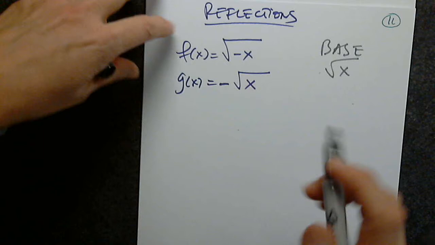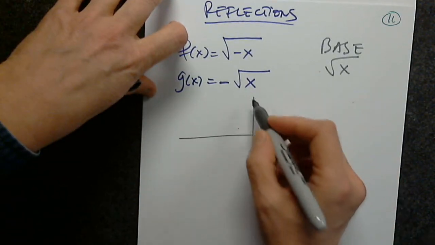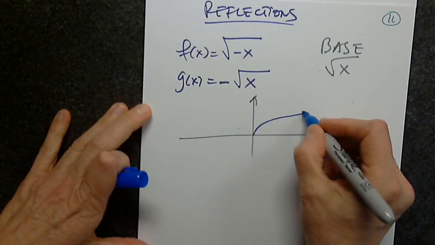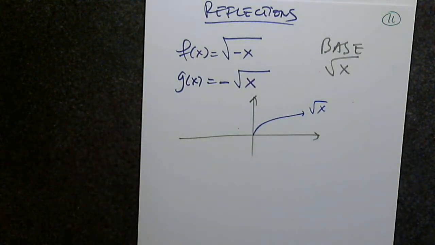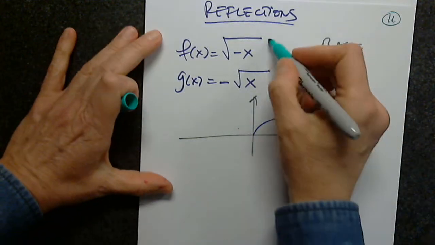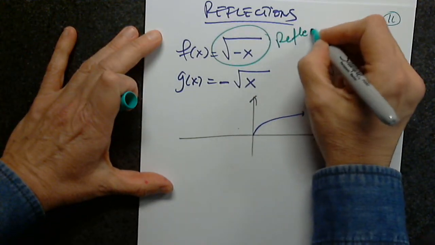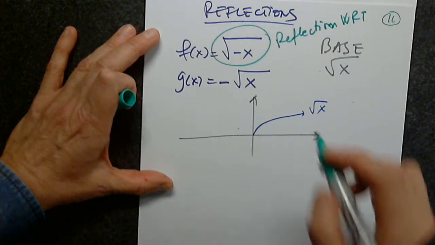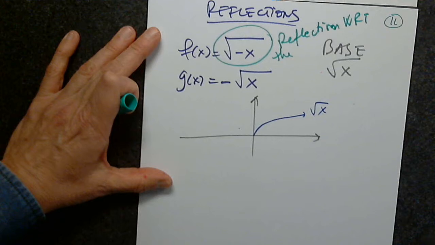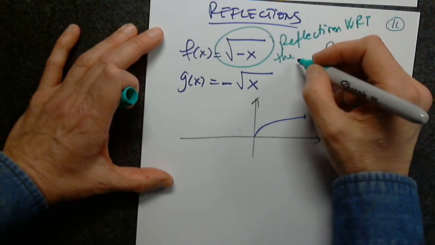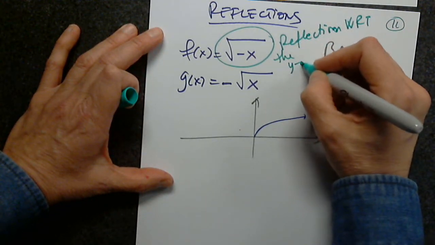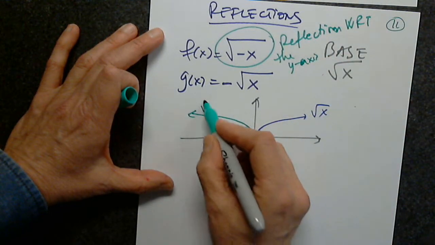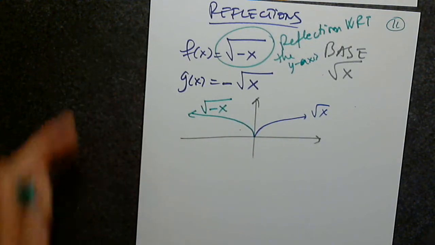Very good. So here's the graph of the square root of x. And this is a reflection with respect to, one more time. Very good. Y-axis. Here it is. Here's the graph. This is the graph of the square root of negative x. Well done.